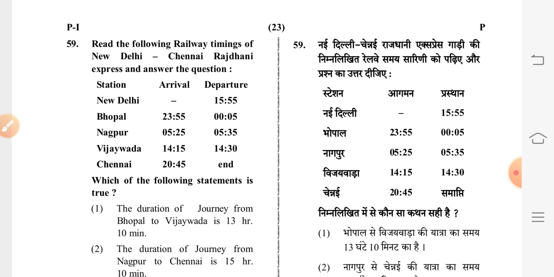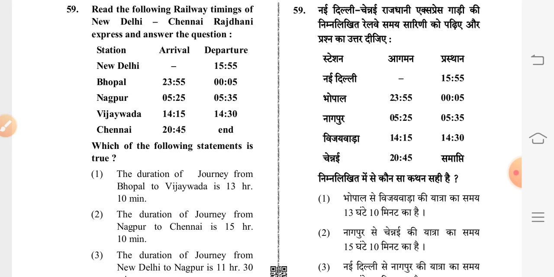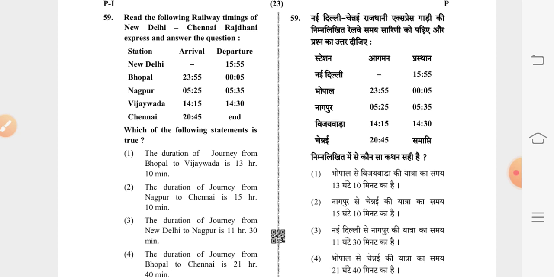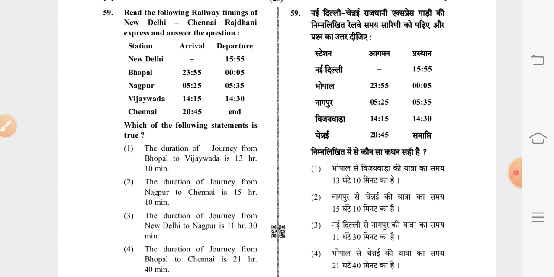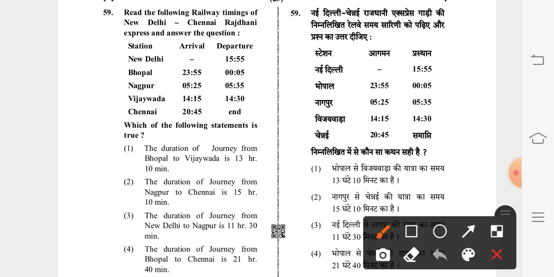Question number 59. Read the following railway timings. New Delhi to Chennai Rajdhani Express and answer the questions. Read these railway timings and which one is correct in these statements. So these are the options. Third option is correct. The duration of journey from New Delhi to Nagpur is 11 hours and 30 minutes. Sorry, second option is correct. This is wrong. The duration of journey from Nagpur to Chennai is 15 hours and 10 minutes.